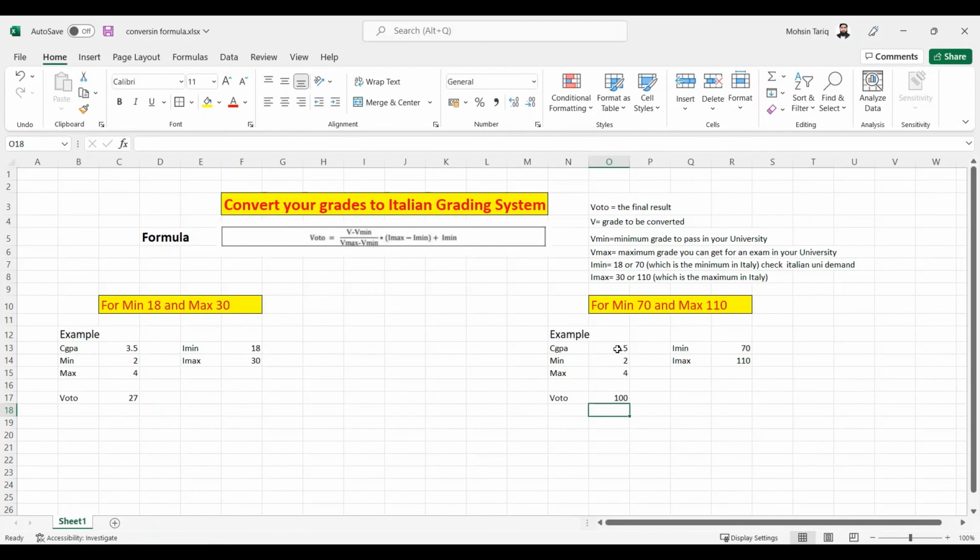If you create these sheets in Microsoft Excel, it will be easy to convert. For example, if I convert a 3.9 GPA, and here you can convert 3.4, it's easy for you. You can check it by yourself. These are the grading systems in Italy, and it's a simple and easy method to convert your grading system into Italian grading systems.